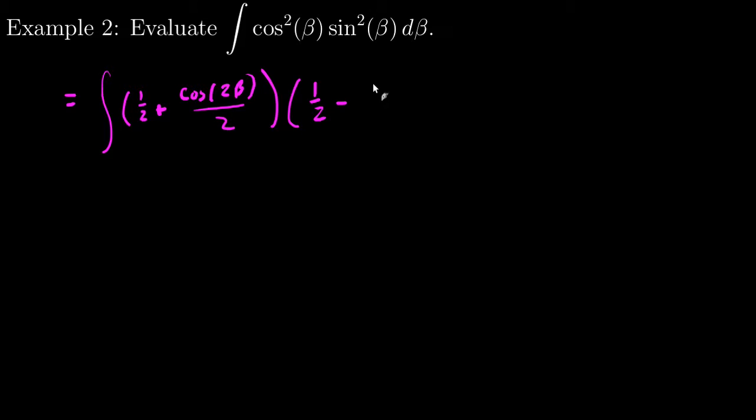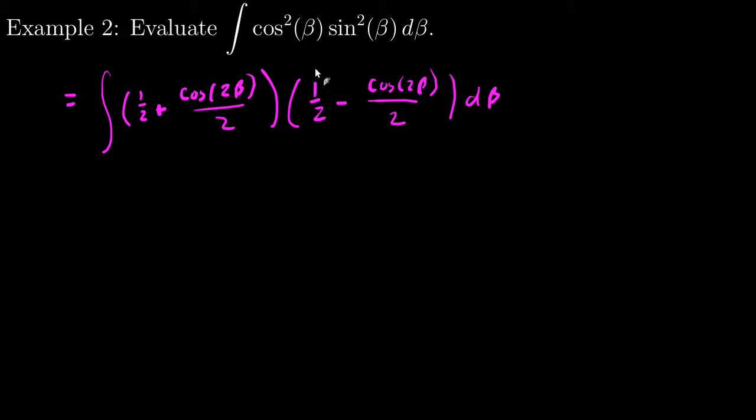Alright. Now what happens if I have more than 1 squared? Now notice they're both even powers. If either one of these were odd powers, I'd just use the odd power rule. It's easier. But since both are even powers, I'll split up both of them. So I know I can rewrite cosine squared of beta as 1/2 plus cosine of 2 beta over 2. I can rewrite sine squared of beta as 1/2 minus cosine of 2 beta over 2 d beta.